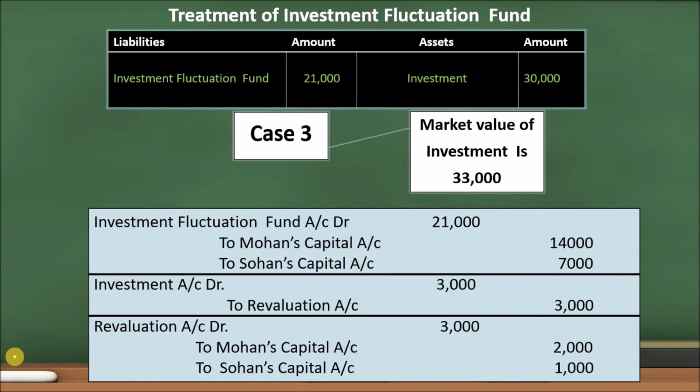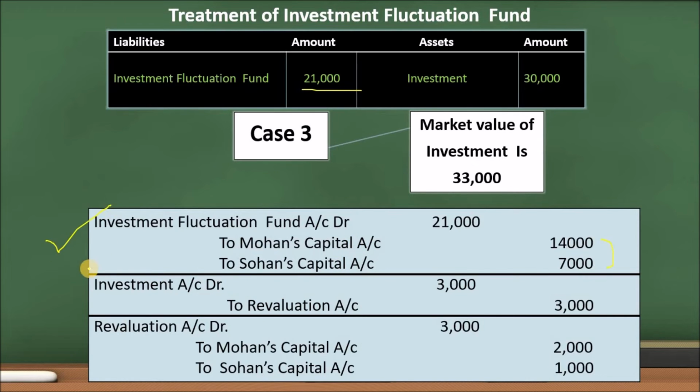Now let us see the journal entries for case 3. The first journal entry is where we are distributing this investment fluctuation fund of 21,000 among old partners in old ratio. So the journal entry is investment fluctuation fund account debit to Mohan's capital account and Sohan's capital account, and this 21,000 is distributed in ratio 2:1 between Mohan and Sohan. And why are their capital accounts credited? Because this will increase their capital, and anything which increases the capital is credited.